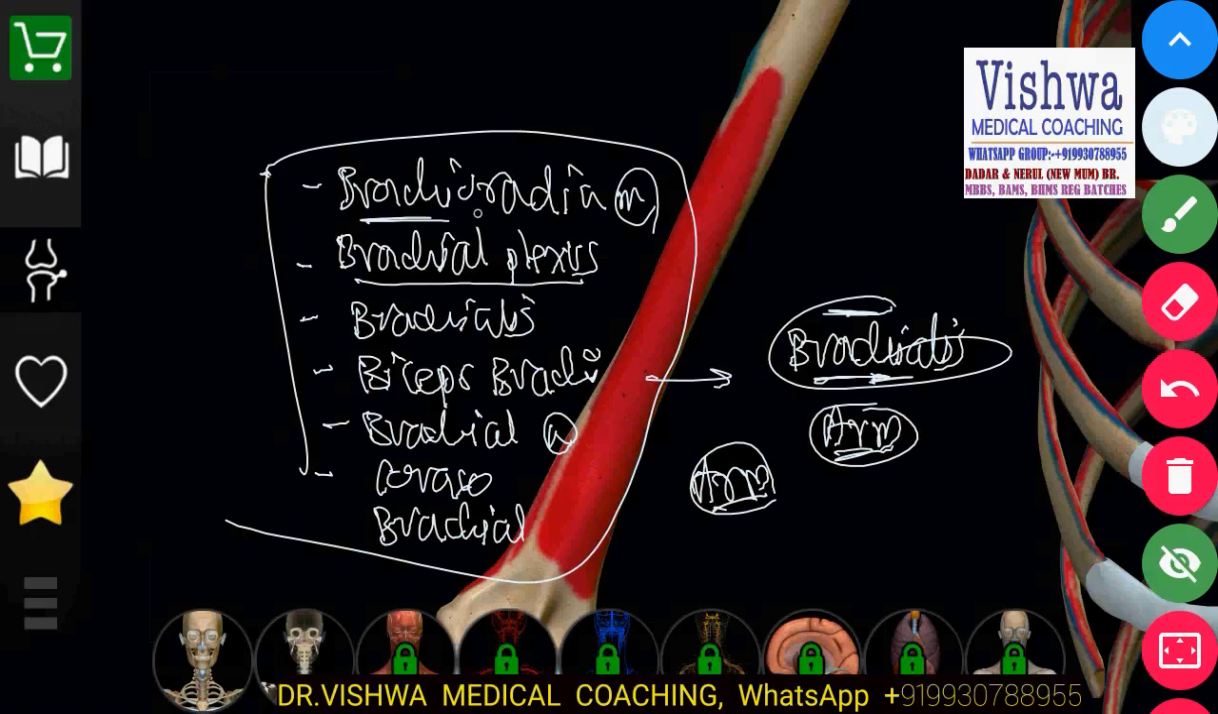Brachial plexus is a plexus of nerves which is there above the arm. Brachialis is the muscle. Biceps brachii, again brachii. Why biceps? Because it has got two heads. It's very simple to understand. Then we have the brachial artery. It's a continuation of the axillary artery. Coracobrachialis, again a muscle which is coming from the coracoid process going to the arm. This is how we can remember. This is how we can make the anatomy a little bit more interesting.